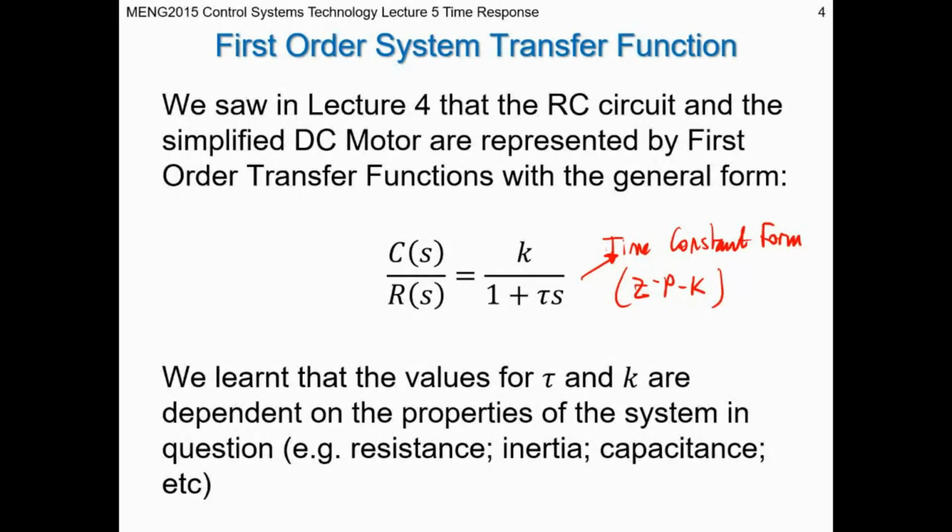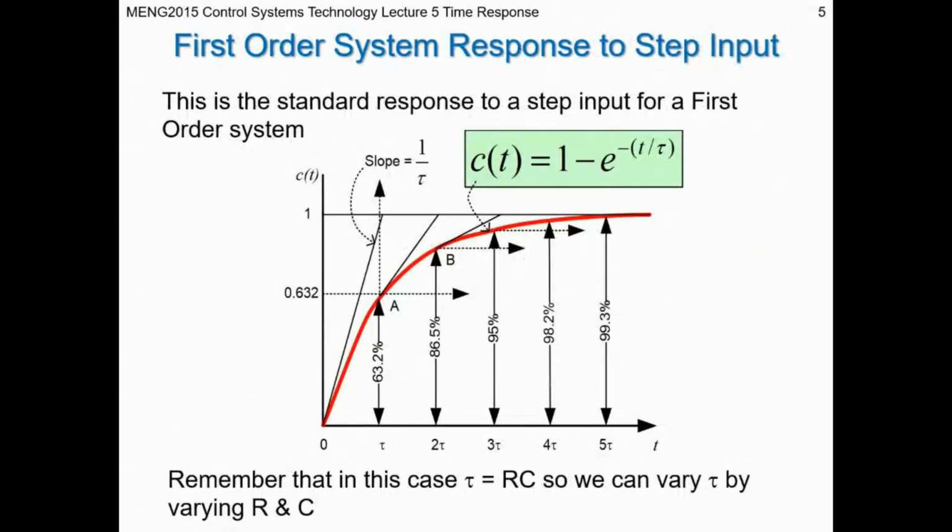And we just rehearsed that the values for tau, our time constant, and k, the open loop gain, are dependent on the properties in the system. So in the case of an electrical circuit, the resistance and the capacitance in the circuit. In the case of a mechanical system, the inertia or the mass that you're dealing with in the system, etc. Those are the kind of elements that will affect what our time constant is and what our gain is.